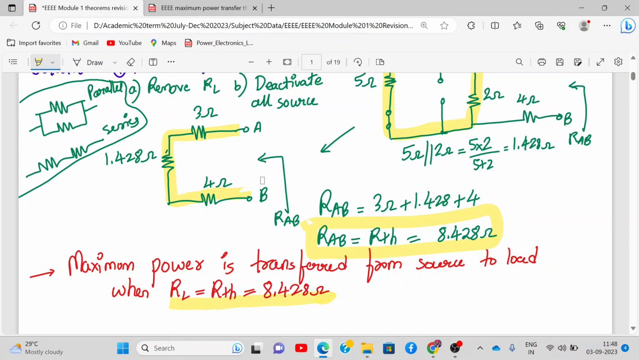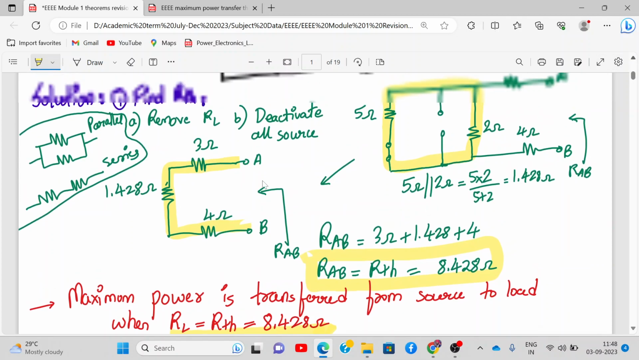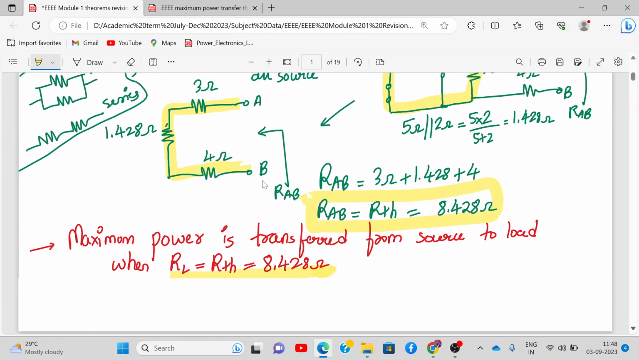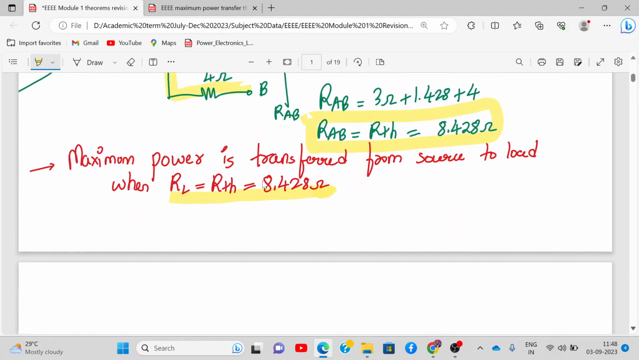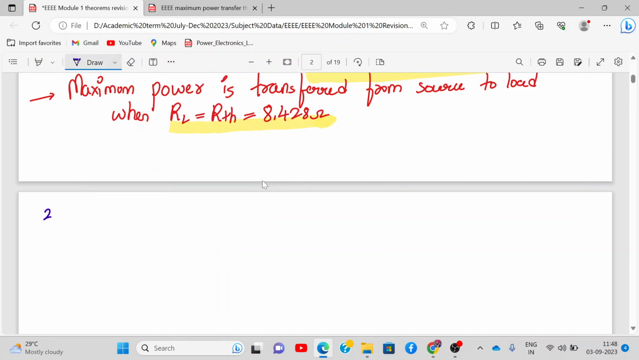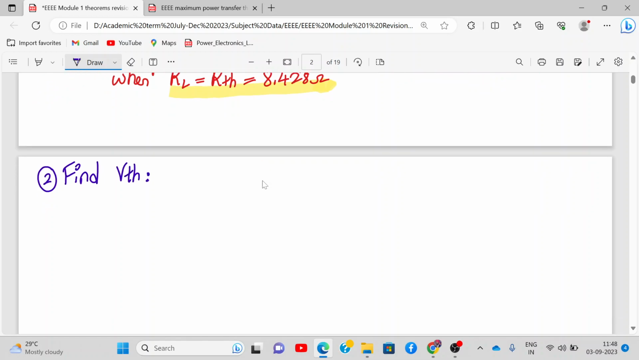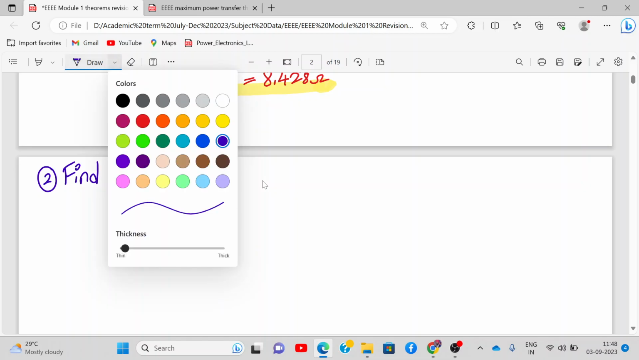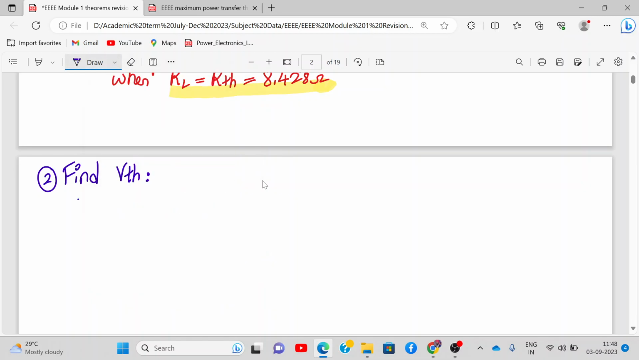Then as per the sequence, once we found out the value of RTH and we have found out the value of RL, next is we'll go for VTH. So write down second. If I'm a little fast, please stop me. Tell me, I'll go a little slow. If I don't get any feedback, that means I'm going at a good speed. Alright. Next case, how do we find VTH?